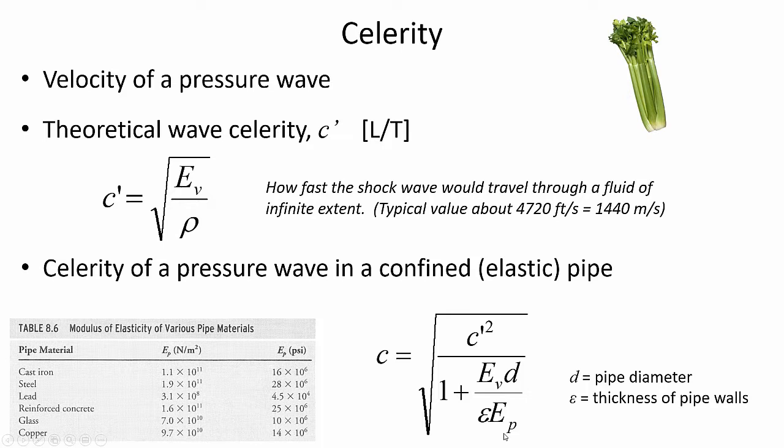And so we can have pipes that are made out of copper or lead or steel or cast iron, and so we need to look up the modulus of elasticity for those pipe materials, and that's going to go into how quickly the shock wave moves through the pipe of that material.